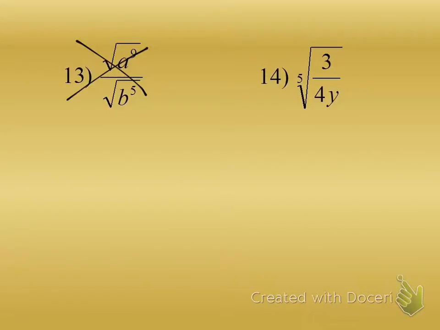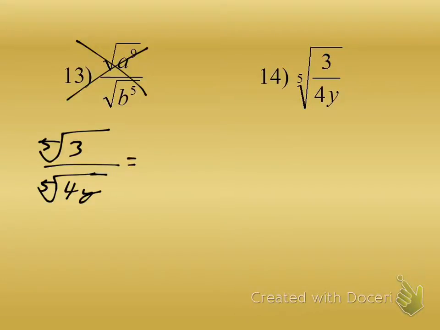I'm going to take 14 and split it up and move it down here. So the fifth root of 3 over the fifth root of 4y. Okay, we're going to put up some blue ink. All right, we need these to be powers of 5. So we're going to multiply that by the fifth root of 4 to the fourth and y to the fourth.